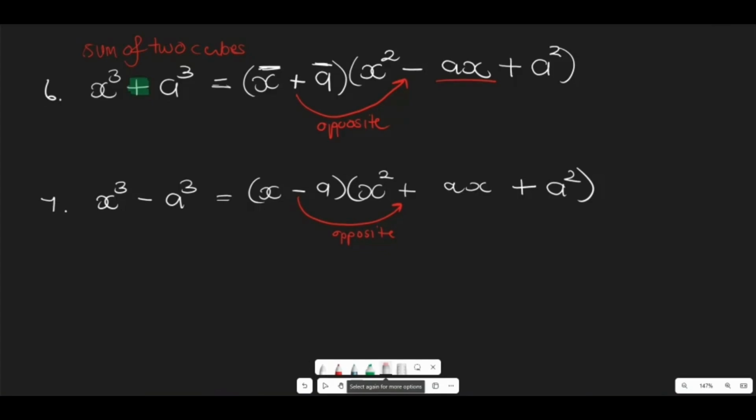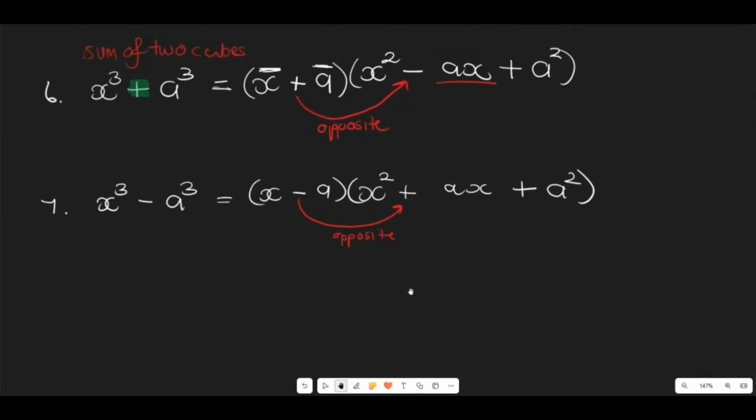So those are our rules of factoring. We have basically covered all the rules of factoring, and then I would just like to do examples with you guys, right? So that we can further solidify the information that I just taught you guys.